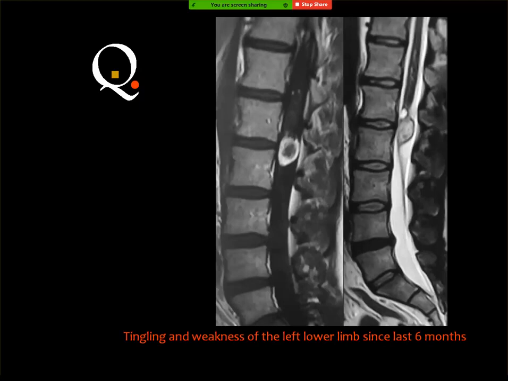Metastasis. Why metastasis? Do you see a history of primary malignancy? No. Yes, there is an intradural lesion, okay? And this lesion is of some bright signal in the T2 and marginal enhancement.